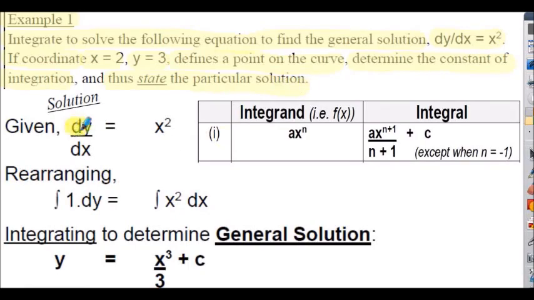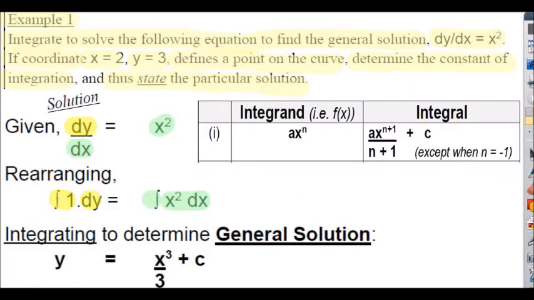So given dy/dx equals x squared, with all these equations we'll be able to rearrange to have the x terms on one side and the y terms on the other side of the equation. It doesn't matter which side they're on. In this case I've multiplied both sides by dx, so on the right hand side I have x squared dx, and I have dy on the left hand side. I'm now going to integrate: on the left hand side I integrate 1 dy, on the right hand side I integrate x squared dx.